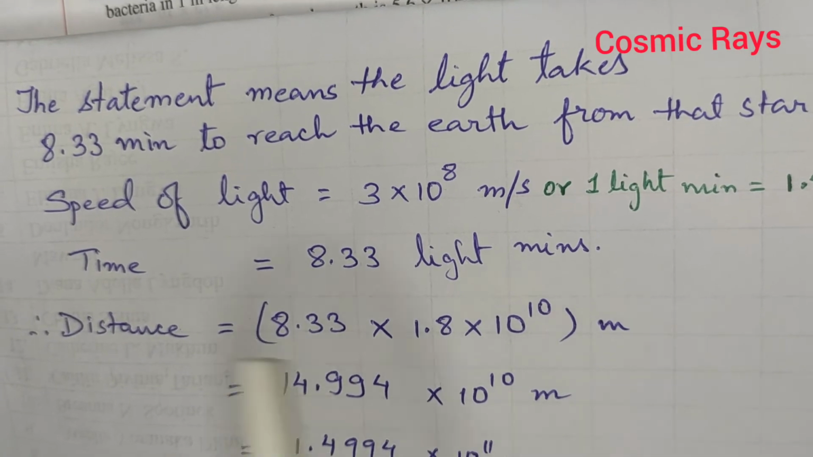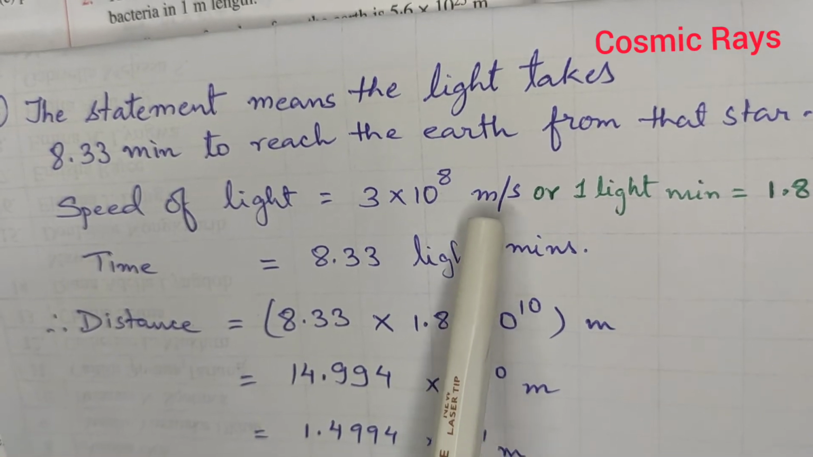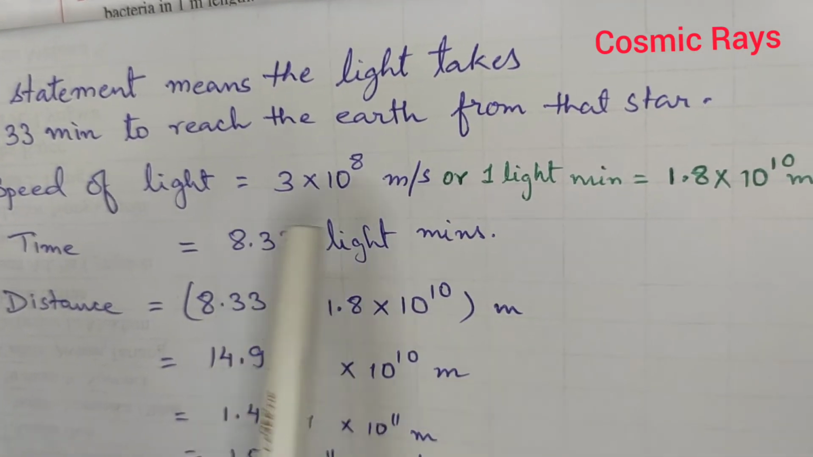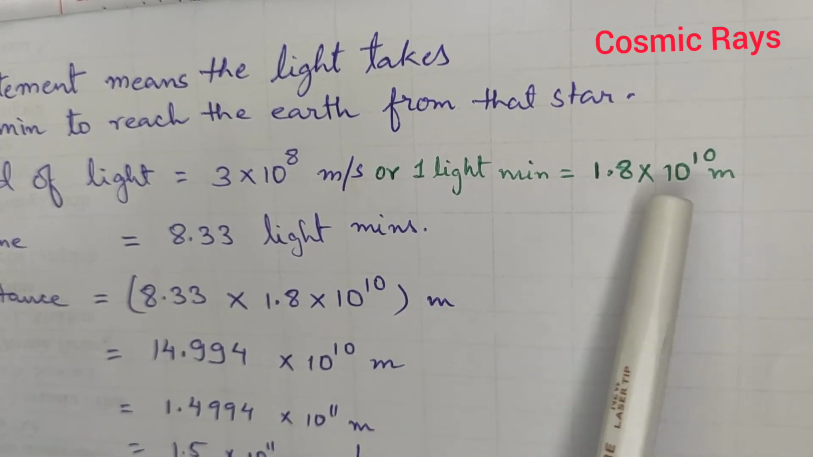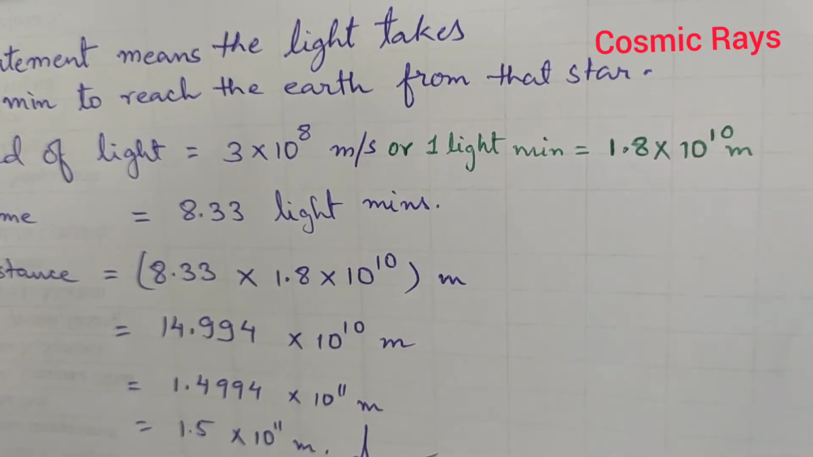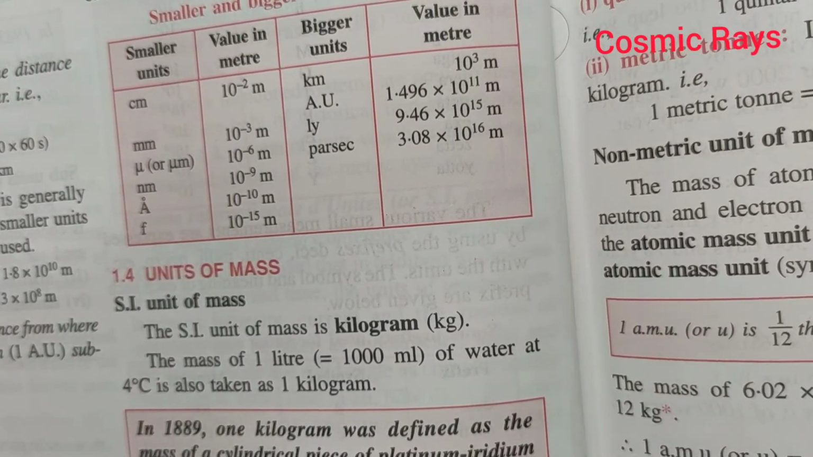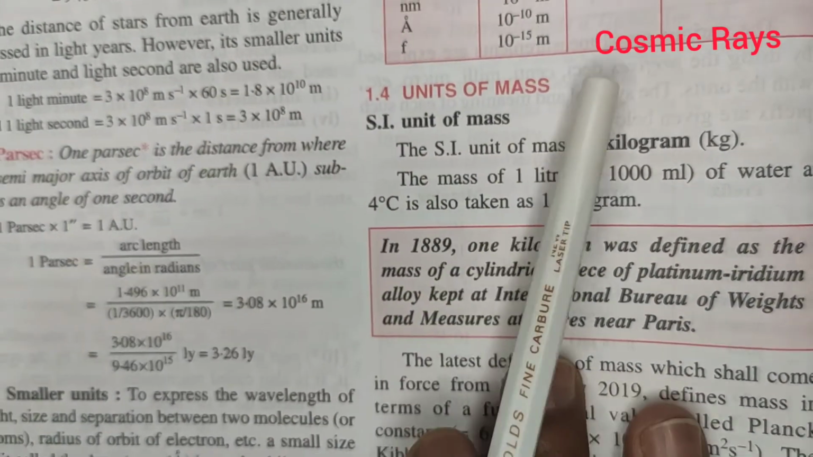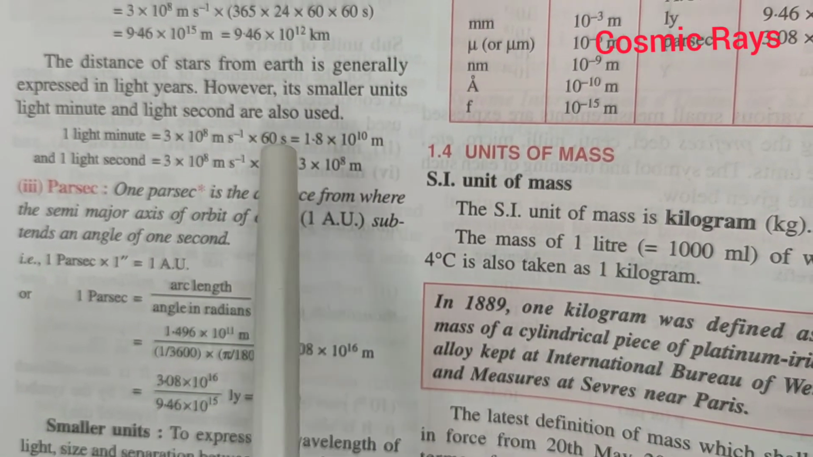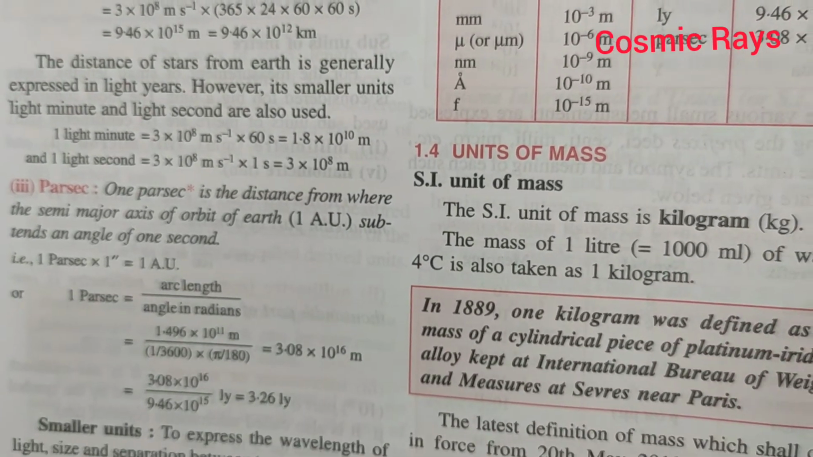Now speed of light is 3 into 10 raised to the power 8 meter per second. This is given to us, or 1 light minute is equal to 1.8 into 10 raised to the power 10 meter. Now this you can check from your textbook. I'll just show it to you here. It is given here, 1 light minute, before the definition of 1 parsec. 1 light minute is 1.8 into 10 raised to the power 10 meters.